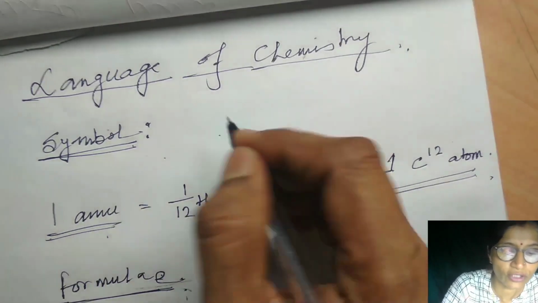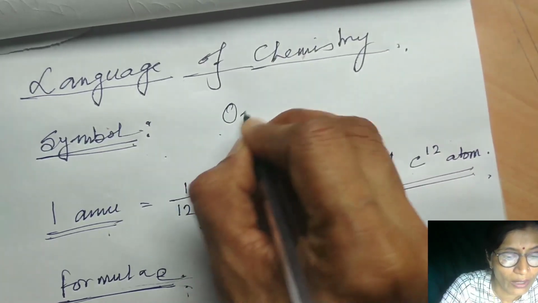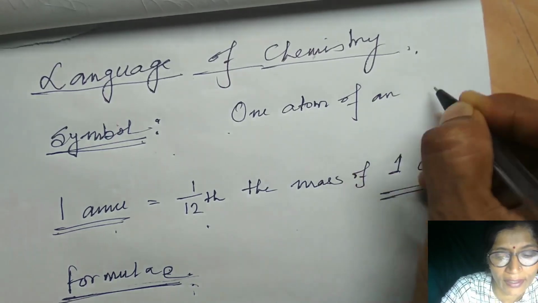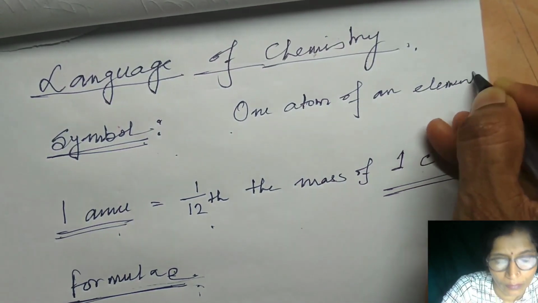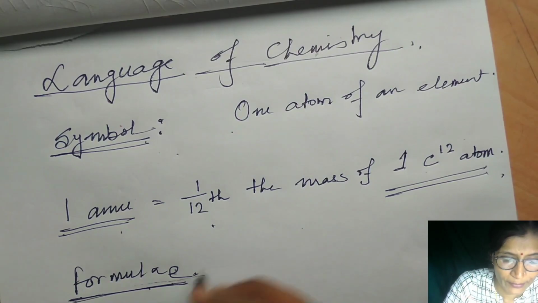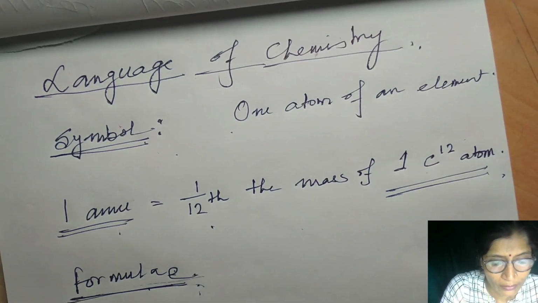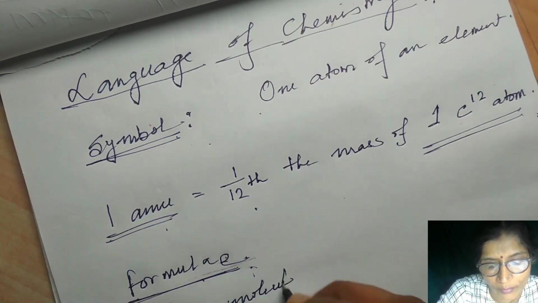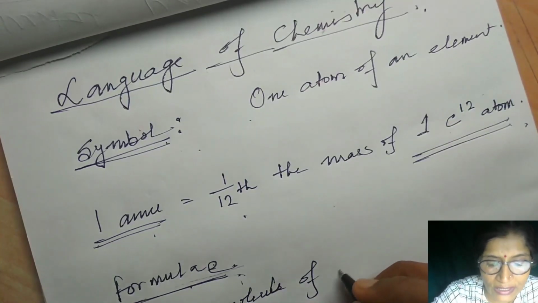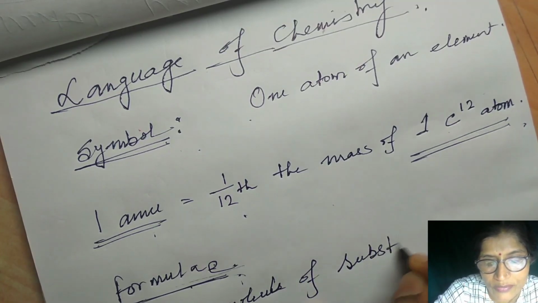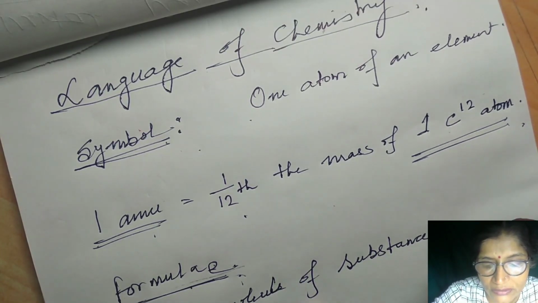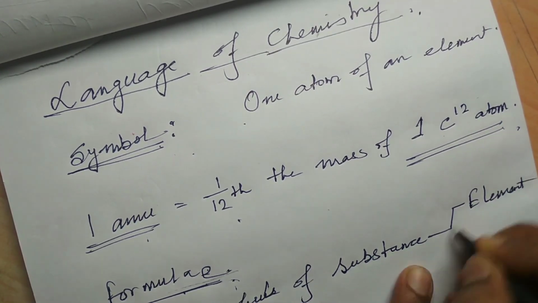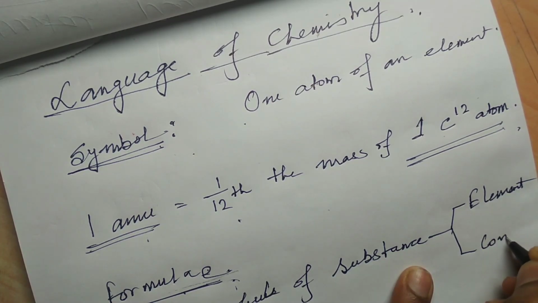So symbol is the shorthand representation for what? One atom of an element, while formulae is the representation for one molecule of a substance. Substance, that is, it may be an element or it may be a compound.